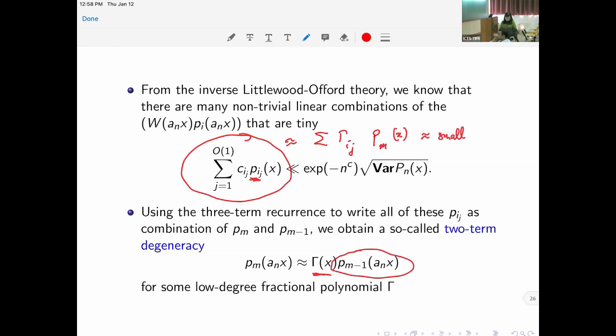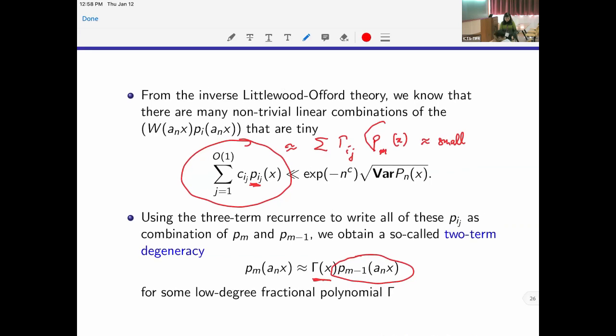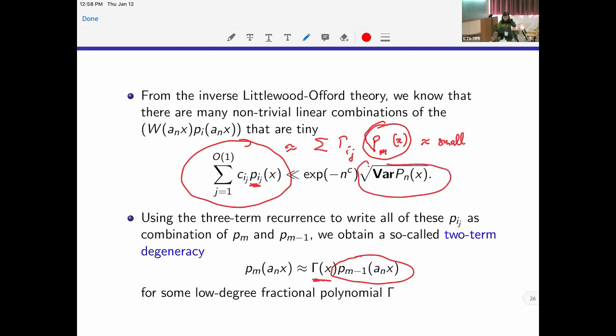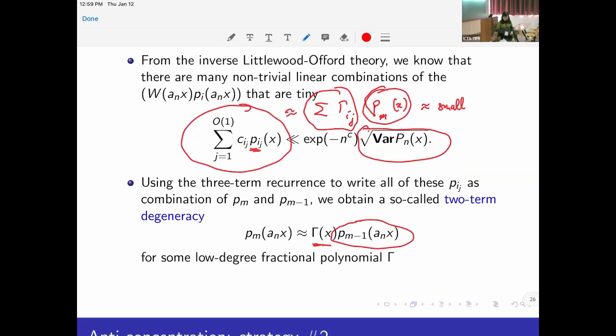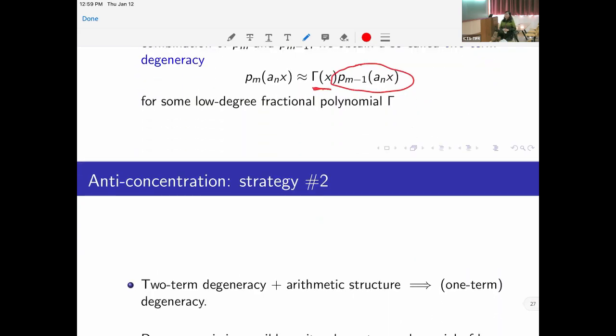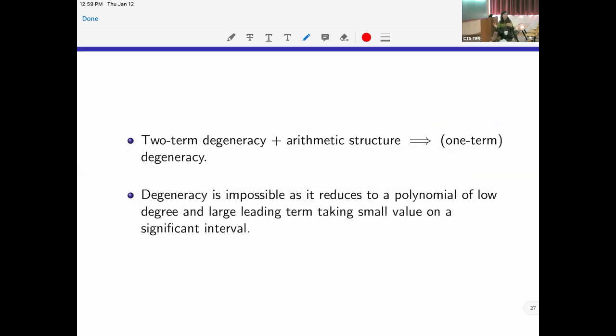Now, we know that this Pm(x) usually, if we choose m to be sufficiently nice, should be sufficiently big compared to the standard deviation. So that reduces to having a low degree fractional polynomial that is small on the entire interval, which we show to be impossible. So that's basically the idea of the proof.